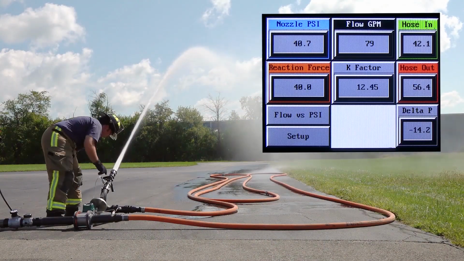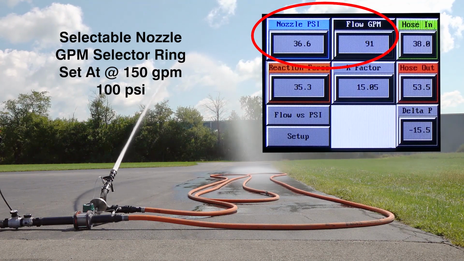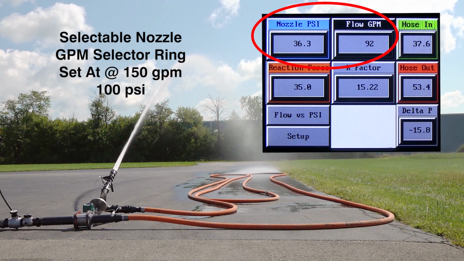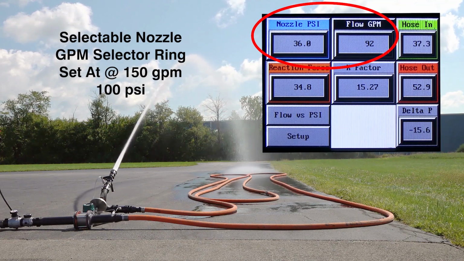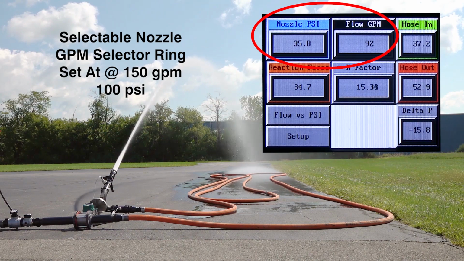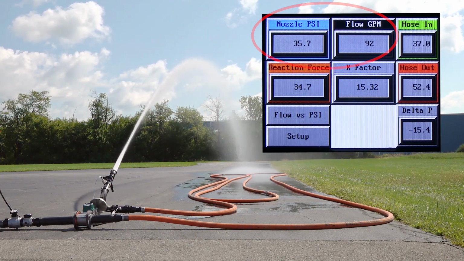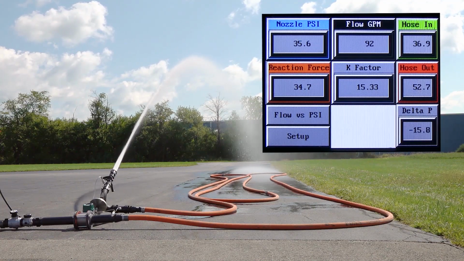As you can see, if the nozzle team changes to a higher flow setting while the pump operator is set up for low flow, the nozzle pressure decreases by an extreme amount. The extreme drop in nozzle pressure results in loss of reach and impact force, and the nozzle team gets a false impression of their fire flow.